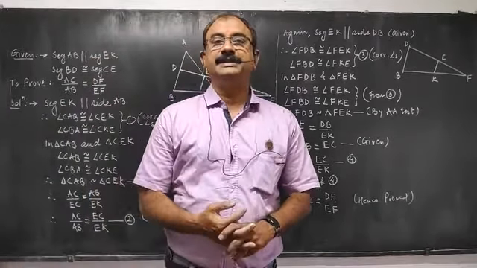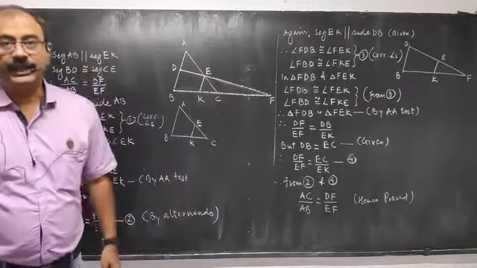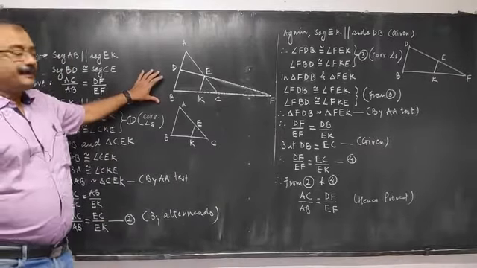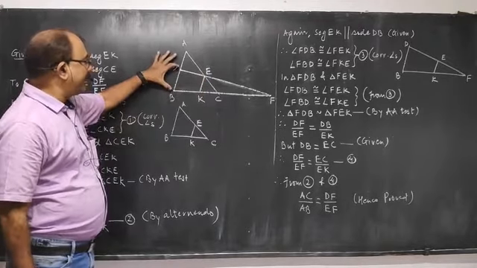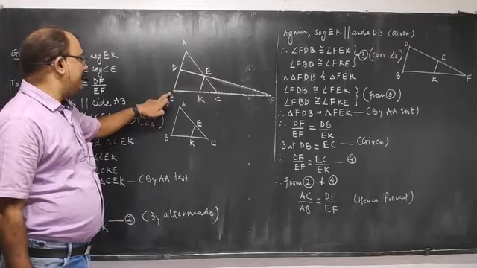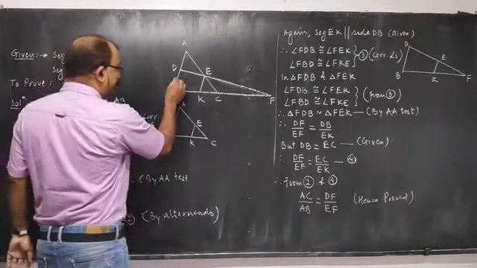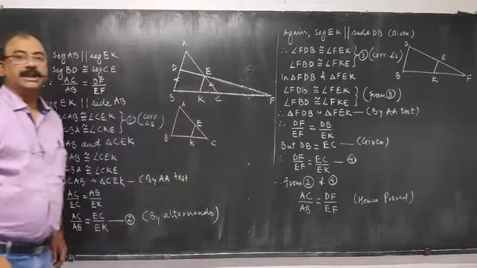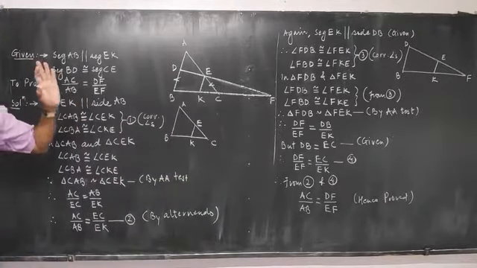Hello children, let us start with one more interesting example, again out of the textbook but within the syllabus. This is a given figure. In this figure it is given that segment EK is parallel to side AB and DB is equal to EC. Let me mark the congruent segments. This segment is congruent to this segment. This is given. And we have to prove that these two ratios are equal.